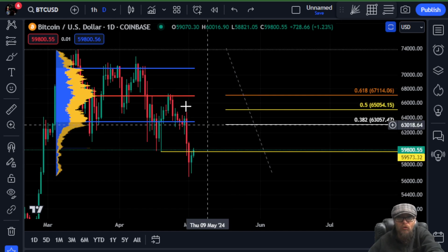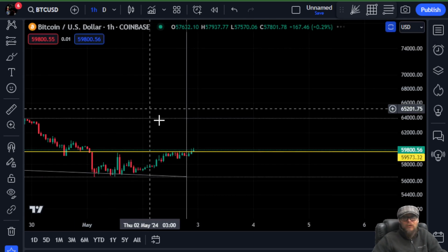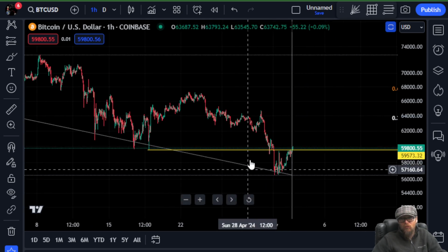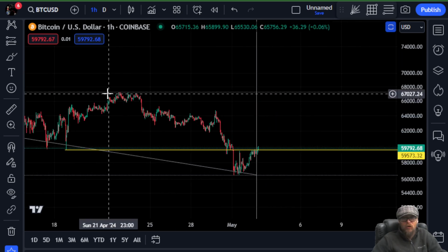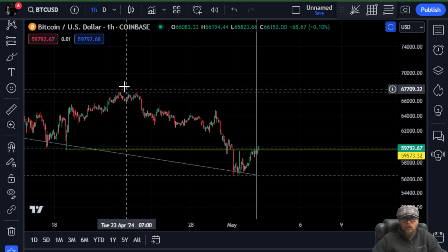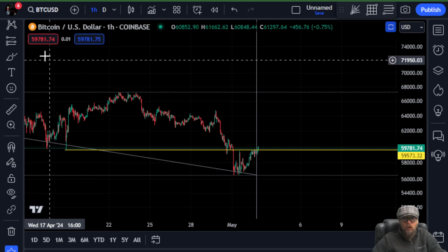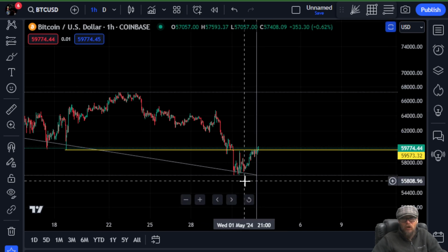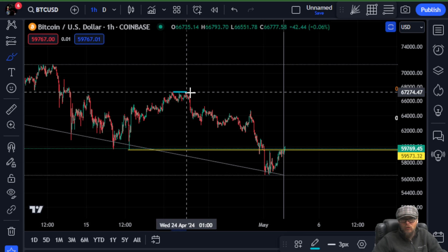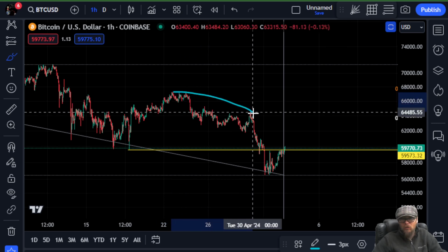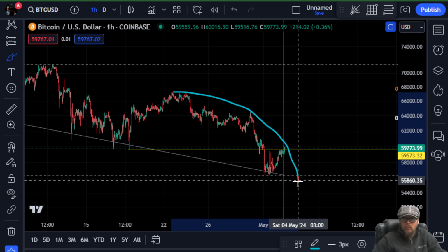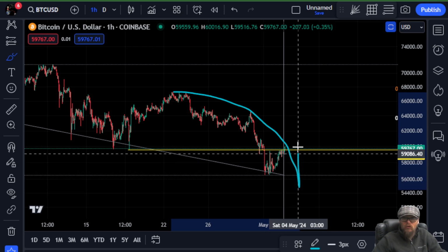So let's go down to the hourly, and are we seeing strength and reversal signals? Well, here's our last push down on the hourly. Here's the swing high, there's the swing low. Is this trend ending? Well, if we look at it, we can see it's not out of the woods yet.